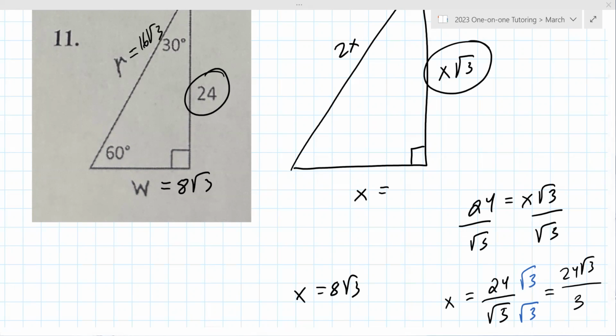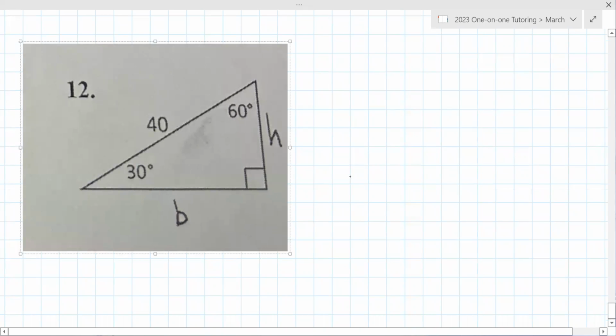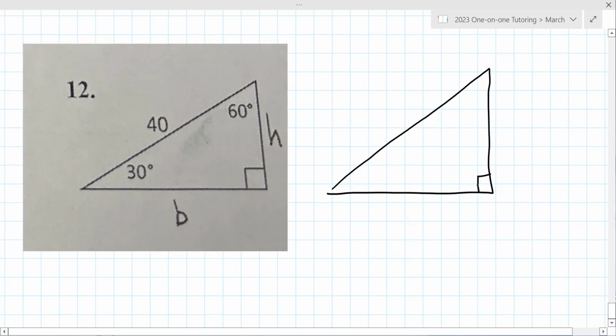Okay, so we're going to keep going here with number 12. What are they giving you in this problem? Short leg, long leg, or hypotenuse? Hypotenuse. They're giving you the 2x side. The short leg is x and the long leg is x root 3. Can you solve for the value of x first, please?